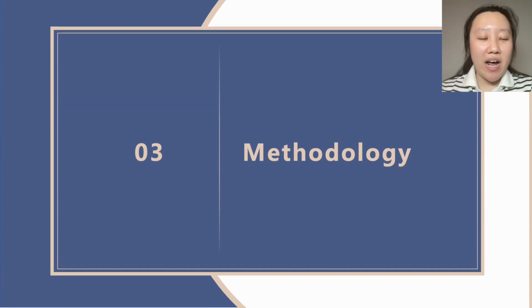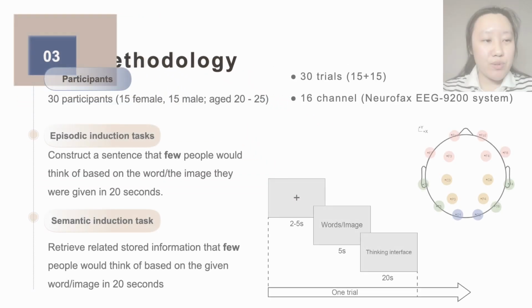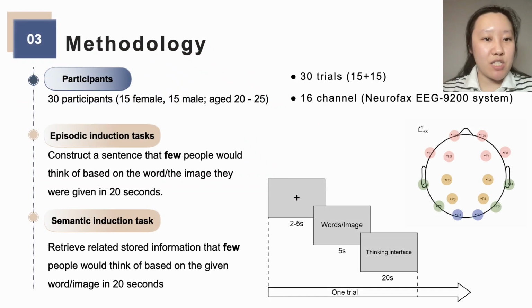After clarifying our research aims, now we try to present our methodology. We recruited 30 participants, and we asked them to use a 16 channel EEG device. So these 16 channels include four parts of the brain, which are the frontal lobe, parietal lobe, temporal lobe, and occipital lobe.